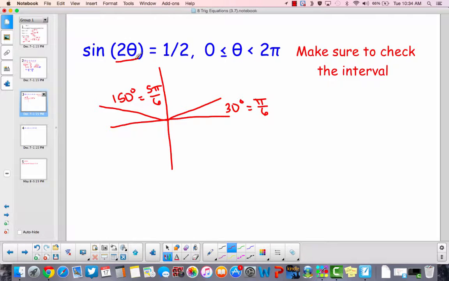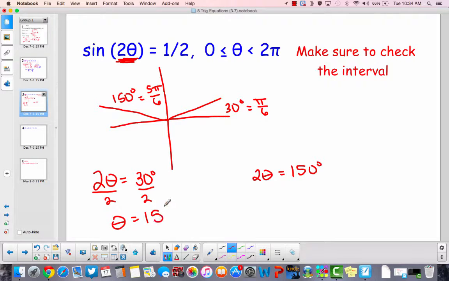But notice, this says 2 theta, and this is where it gets tricky. So 2 theta can be 30 degrees, or 2 theta can be 150 degrees. Well, if 2 theta is 30 degrees, theta is 15 degrees. Check it. Plug it back in. 2 times 15 is 30. Is the sine of 30 degrees 1/2? Yes. So that is one of our choices.